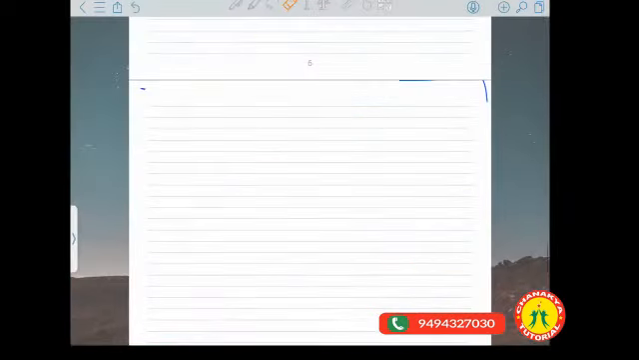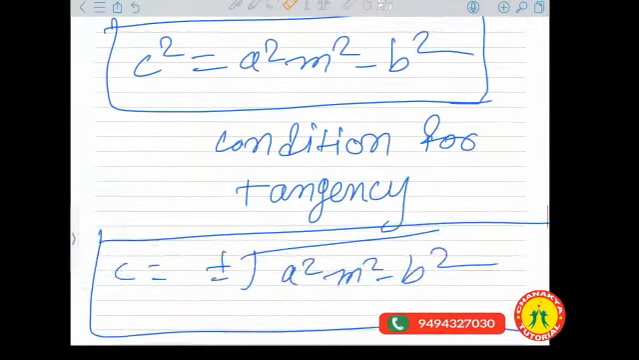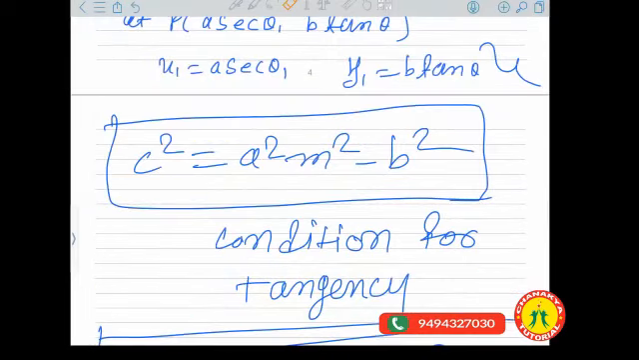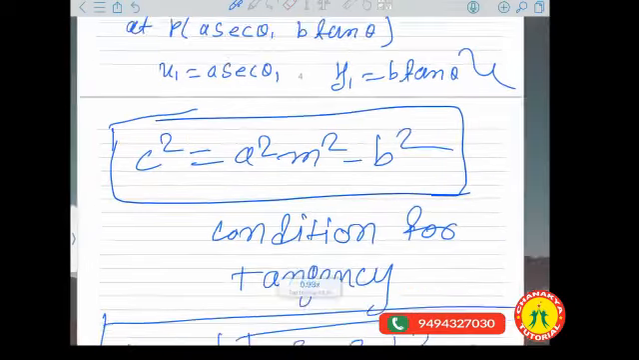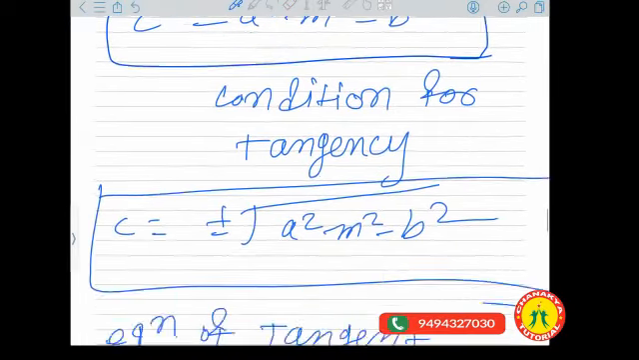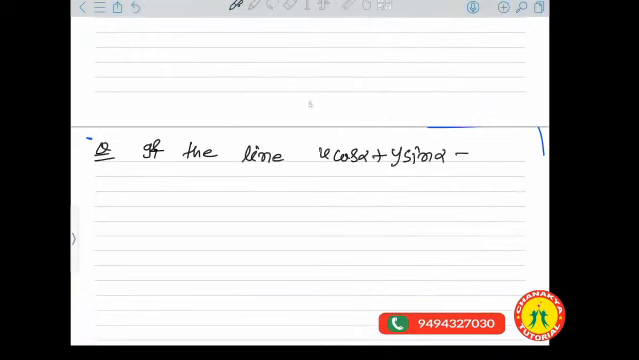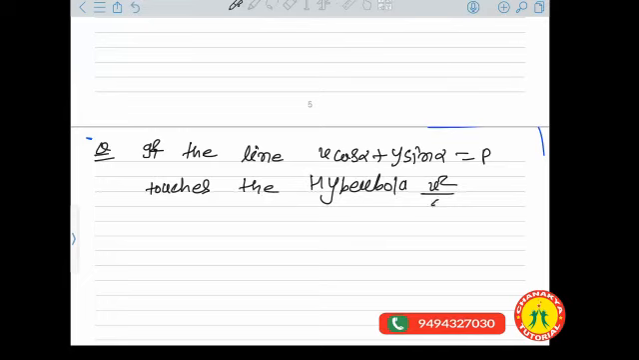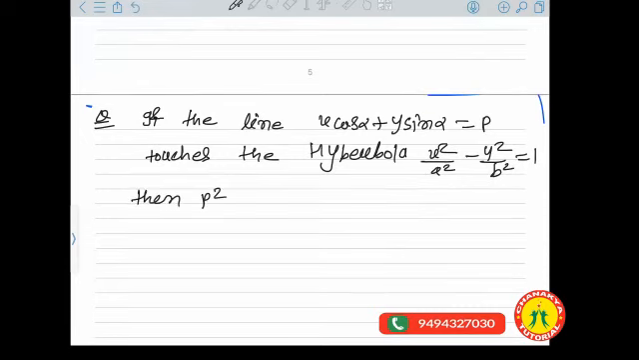So I'm writing one question. Please do that. Already मैंने ellipse में ऐसा question कराया. Condition for tangency क्या होता है? Condition for tangency is this: c square equal to a square m square minus b square. तो tangent होने के लिए c square जो होगा वो a square m square minus b square के equal. So now one question on this topic. Question is, if the line x cos alpha plus y sin alpha is equal to p touches the hyperbola that is x square by a square minus y square by b square equal to 1, then p square is, आपको p square का value बताना, p square क्या होगा. Please do that, everyone.